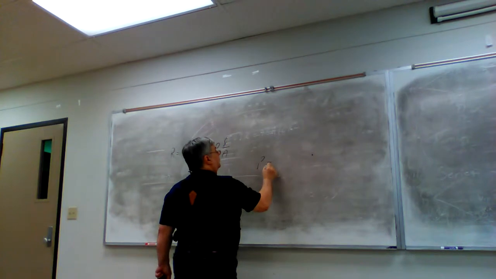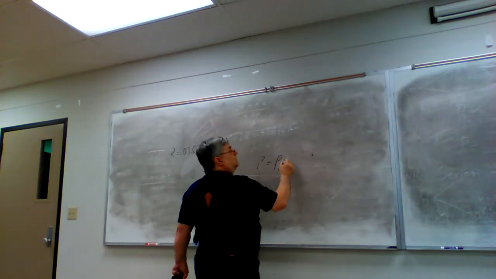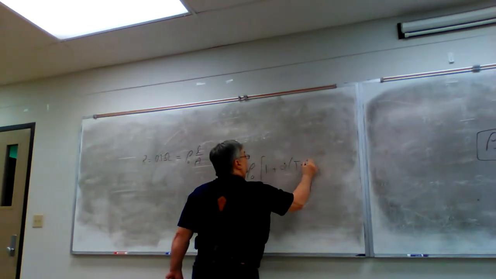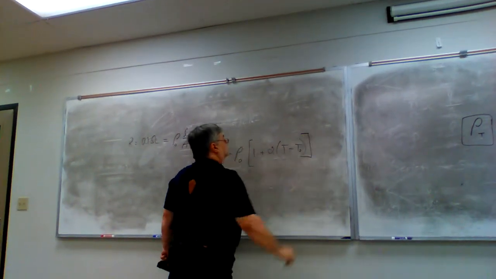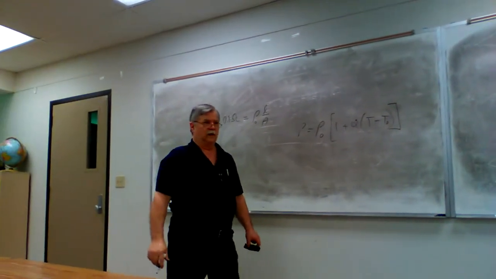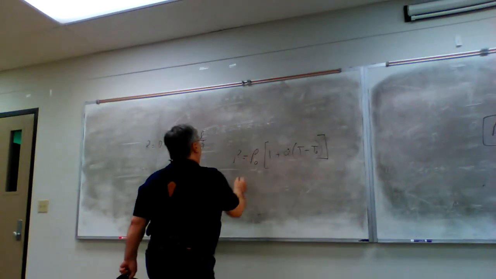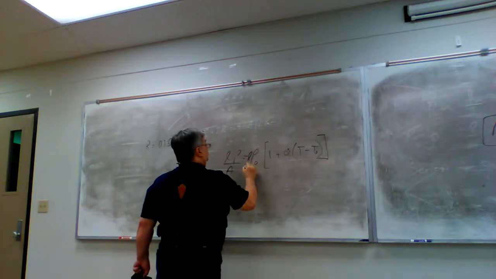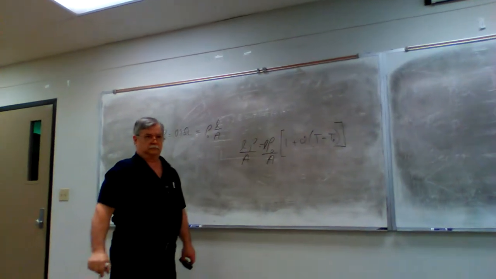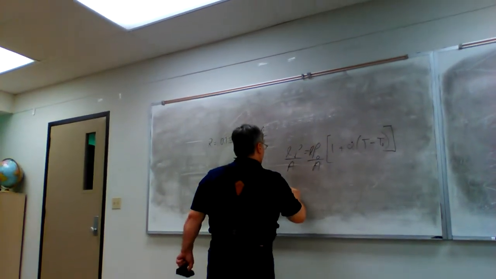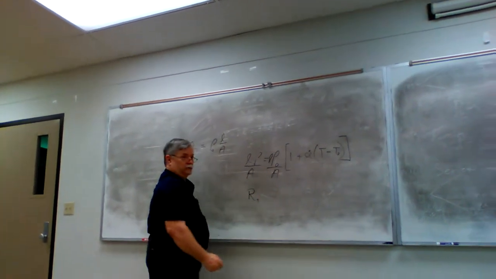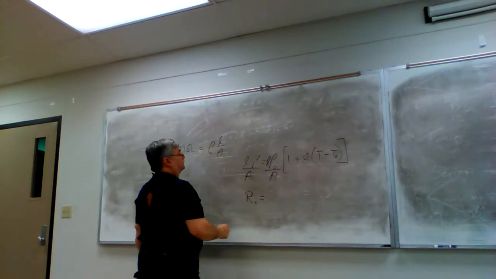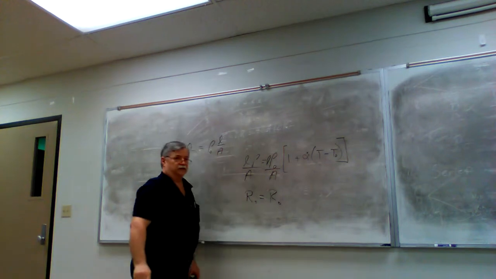Rho at temperature is going to be equal to rho sub naught times 1 plus alpha times t minus t sub naught. Boom. Right? What if I multiply this times length over area? And this becomes resistance at temperature, which is equal to, this is the rho sub naught times L over A, is the resistance at 20 degrees C.